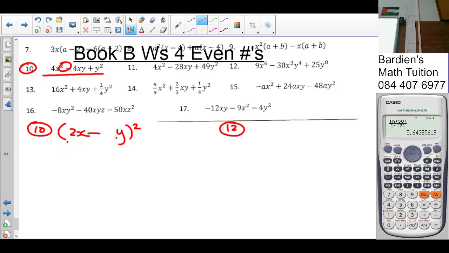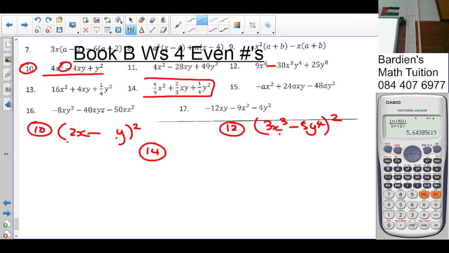What's the square root of 9x to the 6? 3x cubed. And the square root of 25y to the 8? 5y to the 4. Both these are perfect squares, let's see if it's going to work. It's going to be 3x cubed minus 5y to the 4, because that is minus. For the middle term, that's going to be 15x cubed y to the 4 times 2 is negative 30x cubed y to the 4. So it is correct. Number 14.